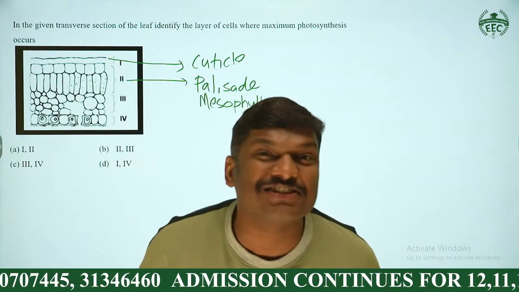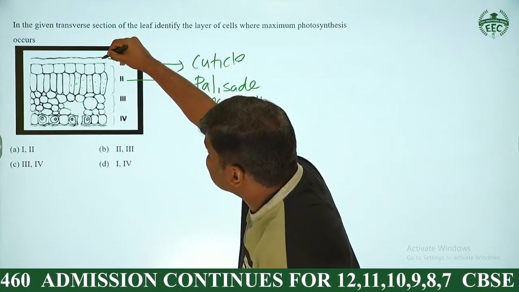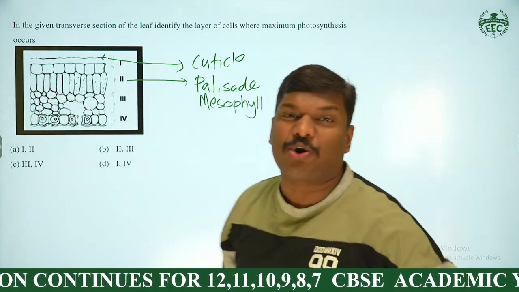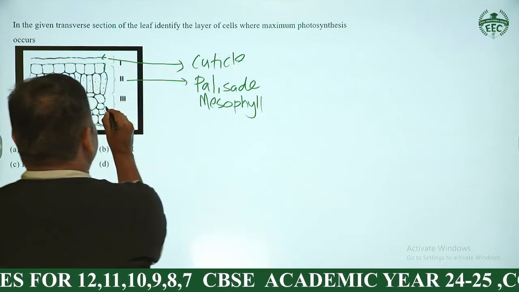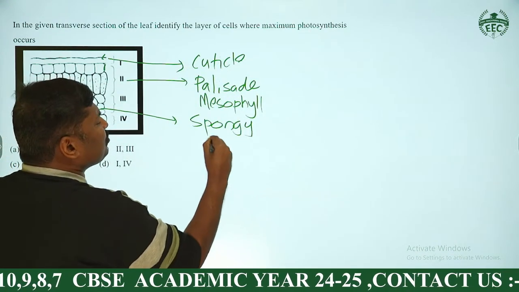Tomorrow you are going to write the examination. So that's why, this is the upper cuticle, and this is the upper epidermis. After that, you can see a region. That region is called what? Palisade mesophyll. And after that, you can see there are some gaps. This is what we call a spongy mesophyll, my dear student.